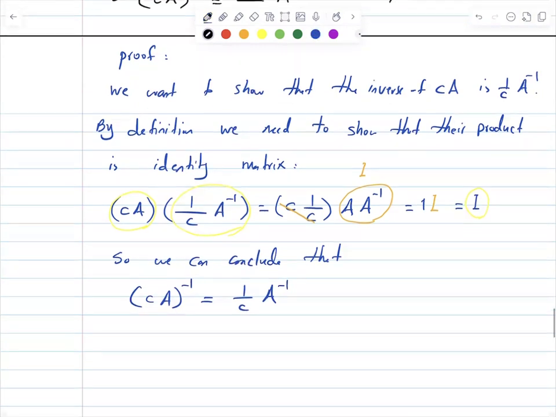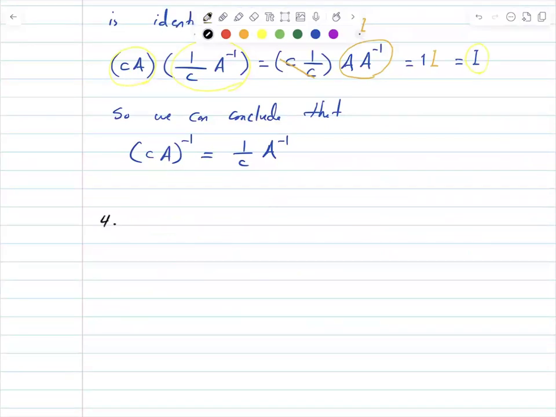And the last property that we're going to discuss is about the transpose. If I have the transpose of a matrix and I want to find its inverse, I can find the inverse of the matrix and then find its transpose.